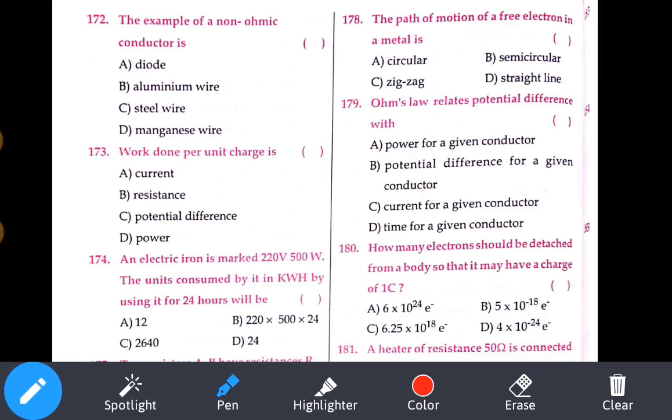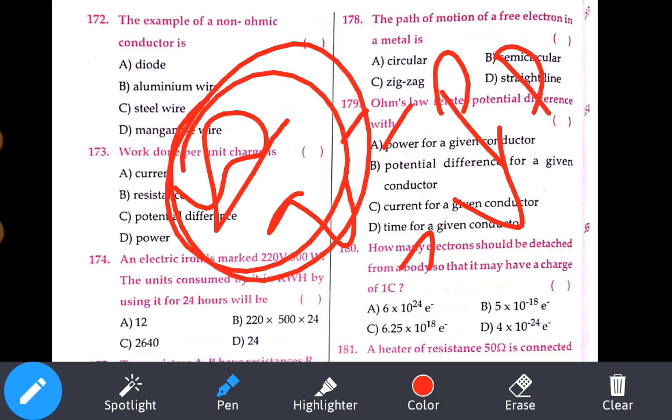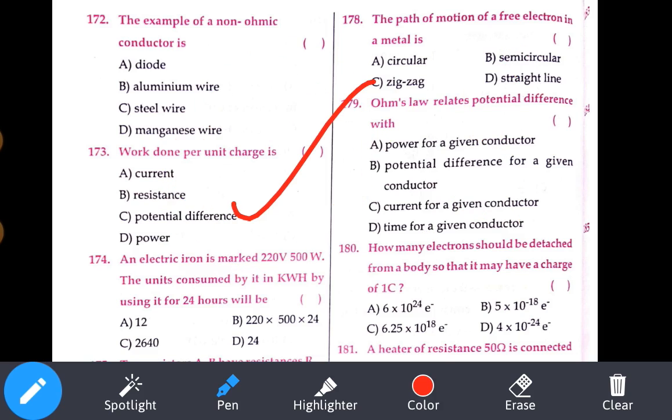Example for non-ohmic conductor. Non-ohmic means what? All the diodes, transistors, and what is that? Semiconductor. So here, what are those? Diode. Already answer option A is given. Work done per unit charge. So W by Q. W by Q is nothing but what? Our potential difference or voltage. W by Q. Okay, so what is that answer? Option number C is our answer.